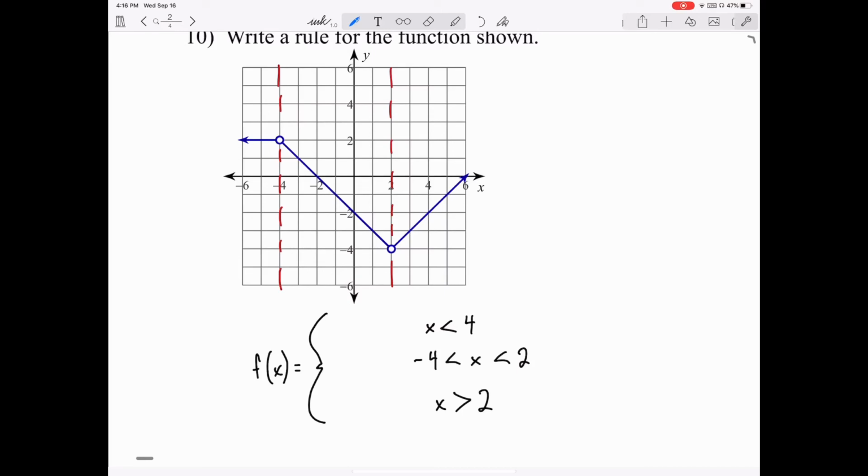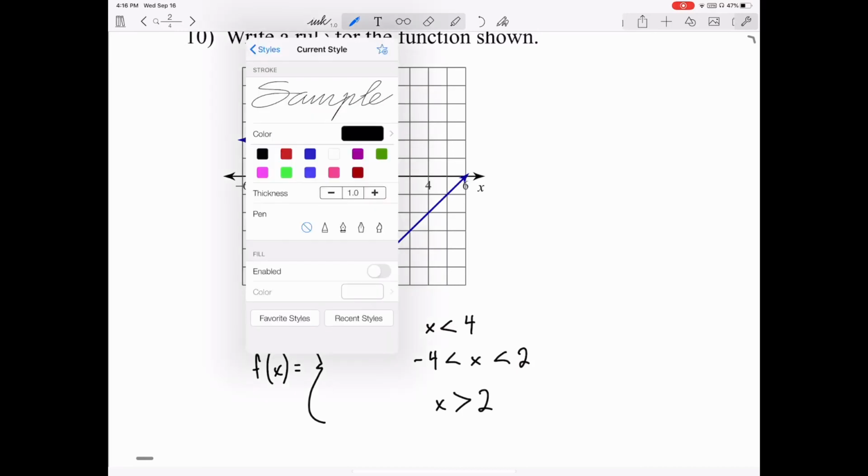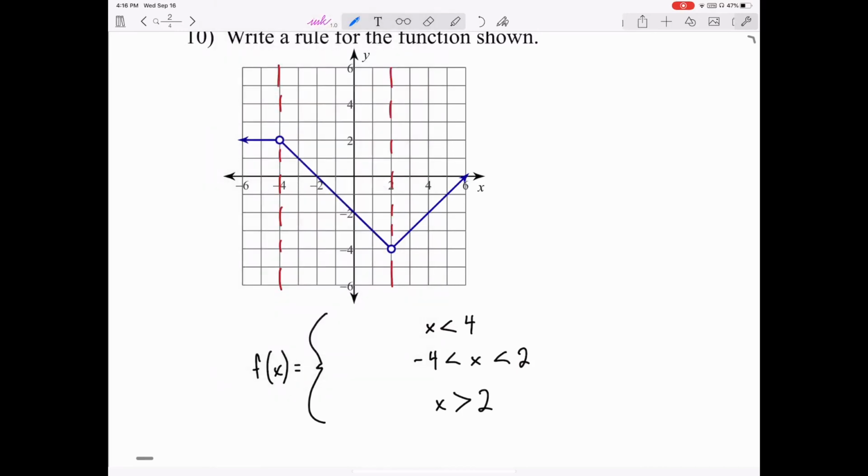Okay, so now all we have to do is figure out what they are. So I will circle the parts I'm talking about. So this section is what I'm going to look at. So that's a horizontal line, just like in the previous example. So whatever that would go through on the y-axis would be the equation. So this would go through 2. So that part represents y equals 2. The middle part has a slope of -1.